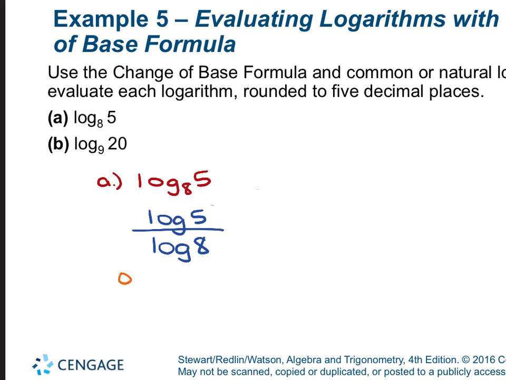So from here we have 0.773976032. It tells us to round to 5 decimal places. That would be that 7. We look to the 6. It's 5 or higher, so we move the 7 to be an 8. So it's just going to be 0.77398.